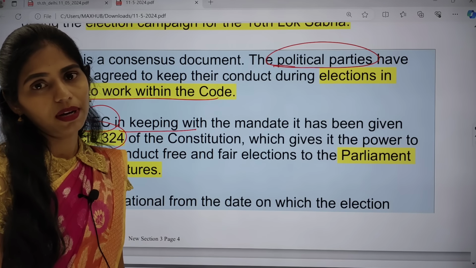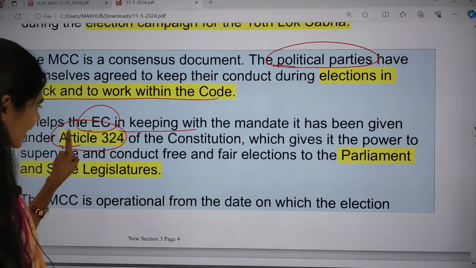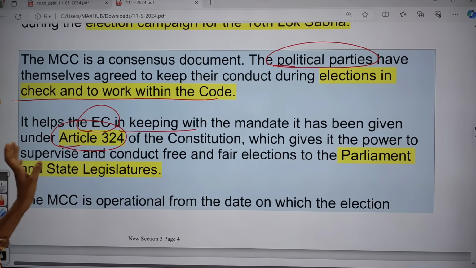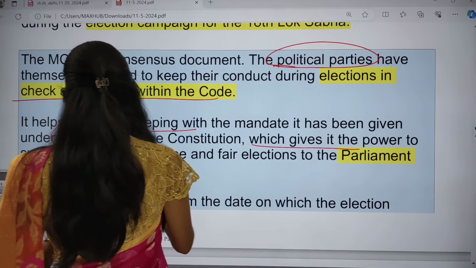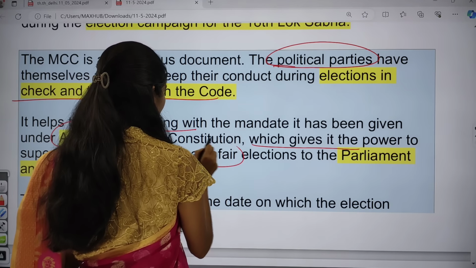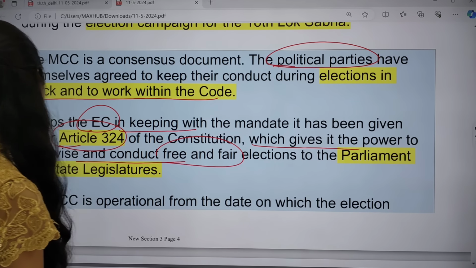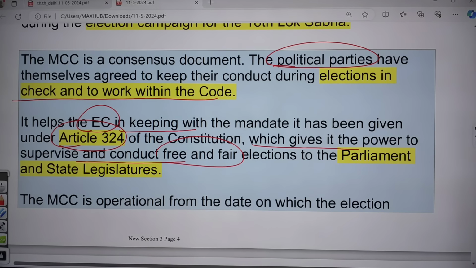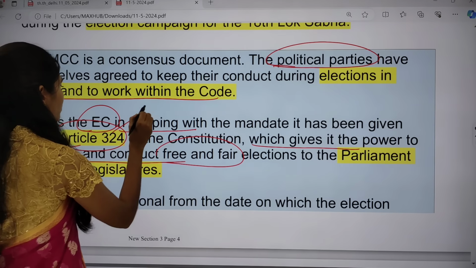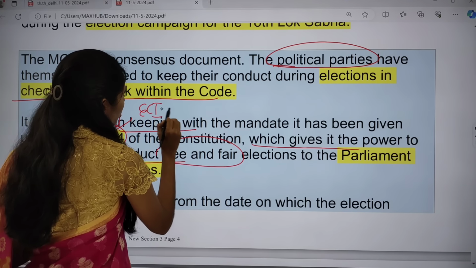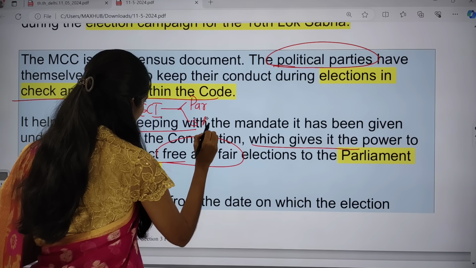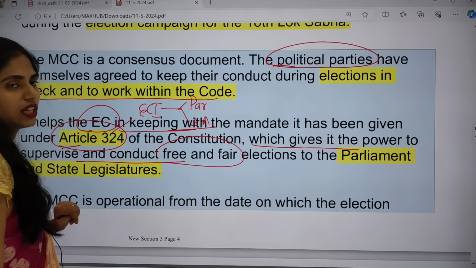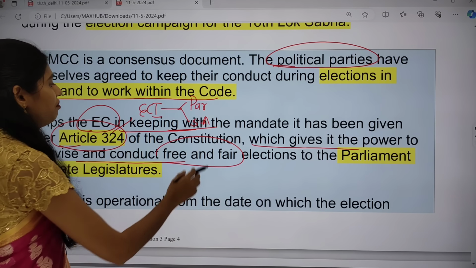Please let me know in the comment box. And we have already discussed this Article 324 a number of times. Article 324 of the Constitution gives the power to supervise and conduct free and fair elections to Parliament as well as the state legislature. So it is a power given to the Election Commission of India to conduct elections for Parliament as well as state legislative assemblies, that too in a free and fair manner.